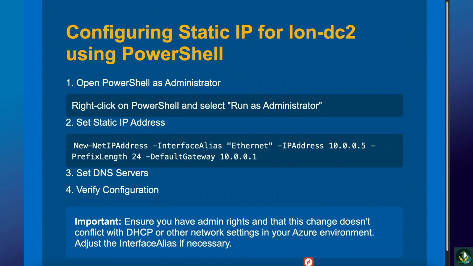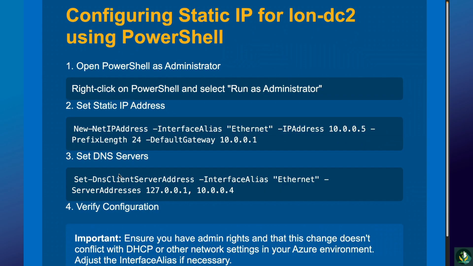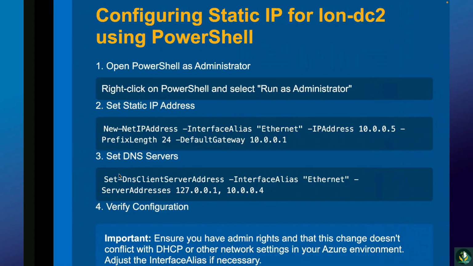In my case, it's 10.0.0.5. We'll specify the prefix length, which is 24, and the default gateway. In my case, it's 10.0.0.1. Then we'll set DNS servers. We'll point it to the server itself. So the first DNS server address will be this LON-DC2 server itself, and the second one will be LON-DC1, which is 10.0.0.4.